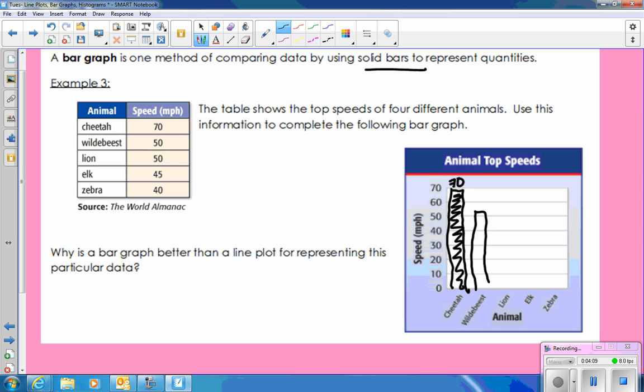The wildebeest is at a 50. So you can see mine's not exactly on the line. So I'm going to write a 50 over here so everybody knows what I'm talking about. The lion is also at a 50. That one's drawn a little bit better, but I'm still going to label it. Then we have 45, so 45 is going to be halfway in between there. And notice these bars are separated. They're not touching each other. That's going to be important in a little bit. And then the last one is 40.